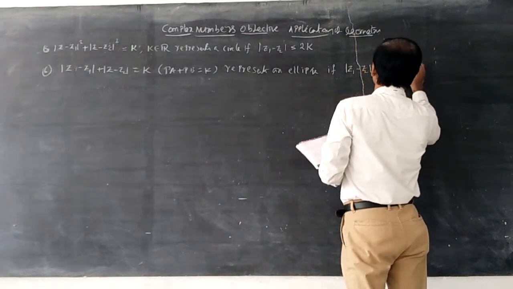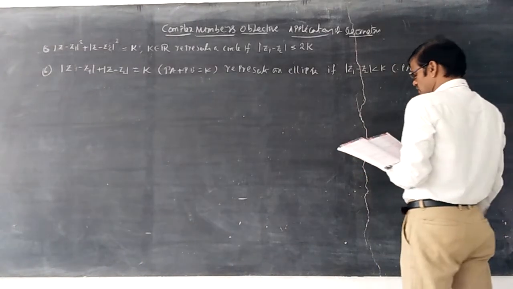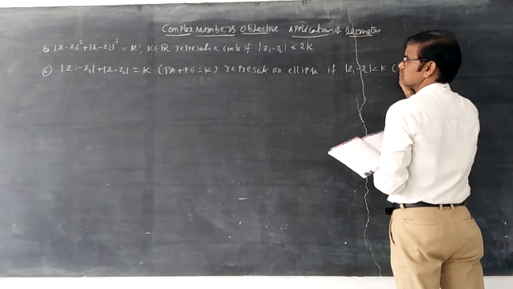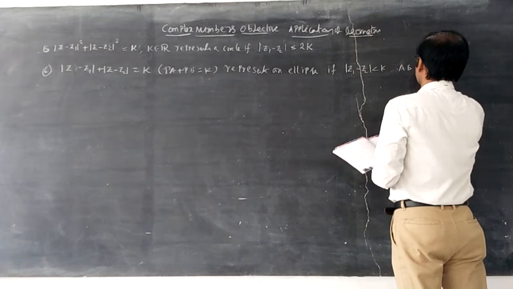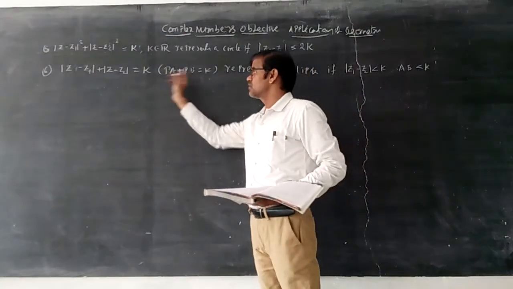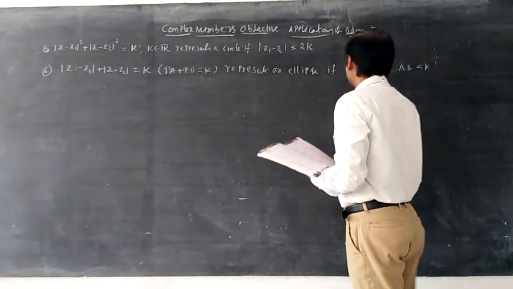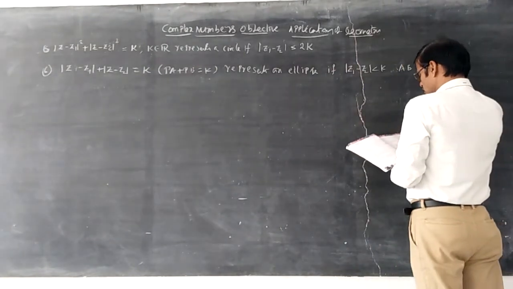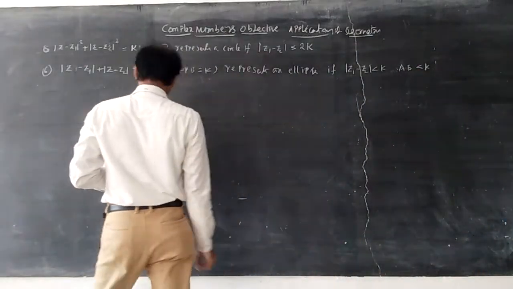I said that PA plus PB, here PA minus PB is equal to AB, modulus of z1 minus z2. PA plus PB, I have written AB less than k. AB meaning is the distance between the two fixed points, lesser than k. K you might have given 2 or 3 or 4 or anything. K is a real number. AB is equal to k, AB less than k. So z1 minus z2 less than k.